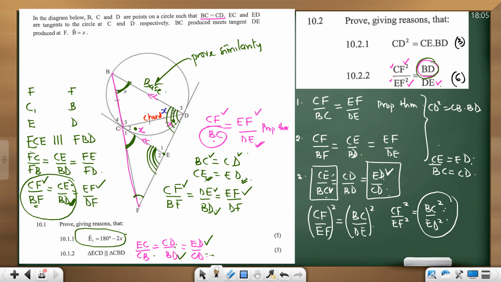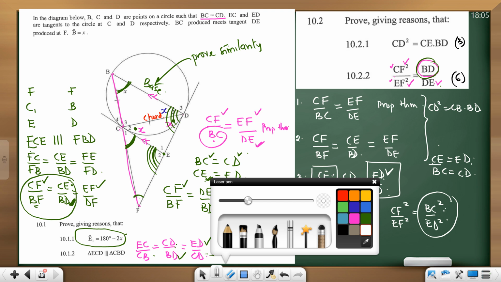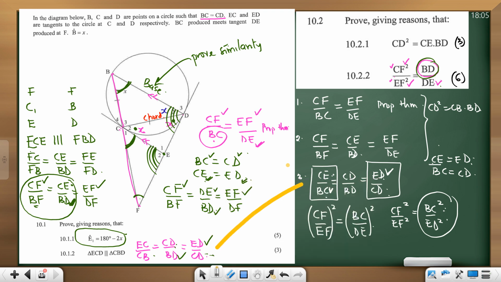I'm lost by your third step, sir. Which third step? When you have CE over BC. That's the ratio we got from here. This one, I just wrote it there. That's all. CD over BD, ED over BC, I just transferred it here. Oh, okay, sir. Thank you, sir.